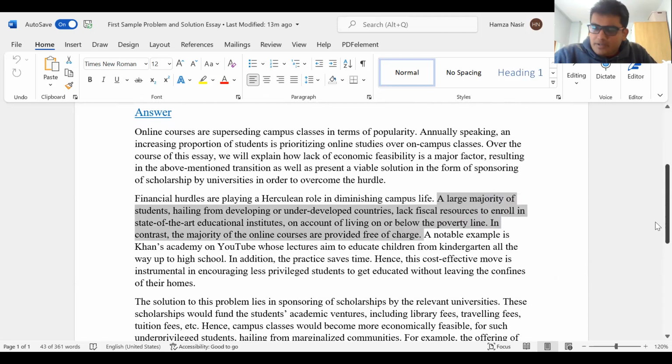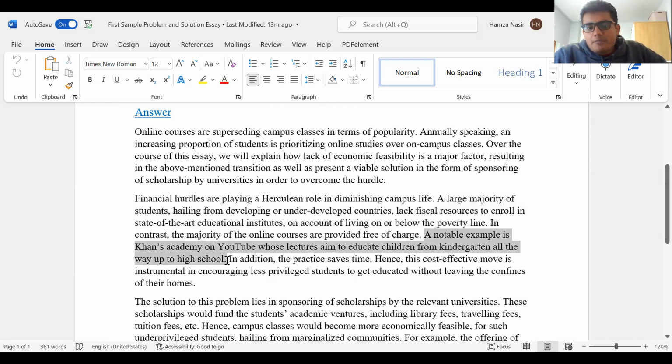A large majority of students hailing from developing or underdeveloped countries lack fiscal resources to enroll in state-of-the-art educational institutes on account of living on or below the poverty line. In contrast, the majority of online courses are provided free of charge, or they're provided for a nominal fee, which is significantly less than the charges accrued by the on-campus education system, right? Then you can give an example. A notable example is Khan Academy on YouTube, whose lectures aim to educate children from kindergarten all the way up to high school. You're given the example.